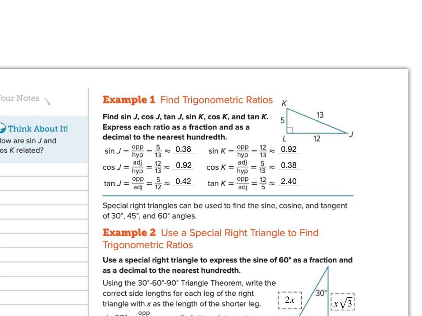And then the tangent of k is going to be the opposite over the adjacent, because this side is opposite of angle k, this is adjacent to it. So there is being able to come up with these ratios.